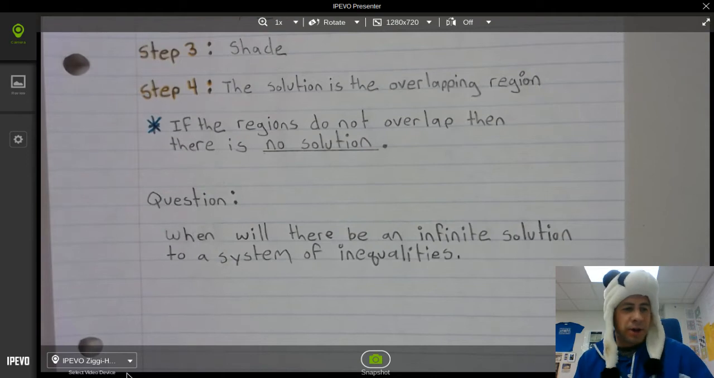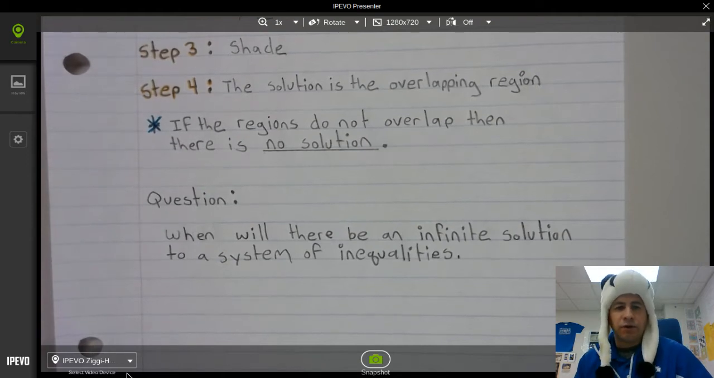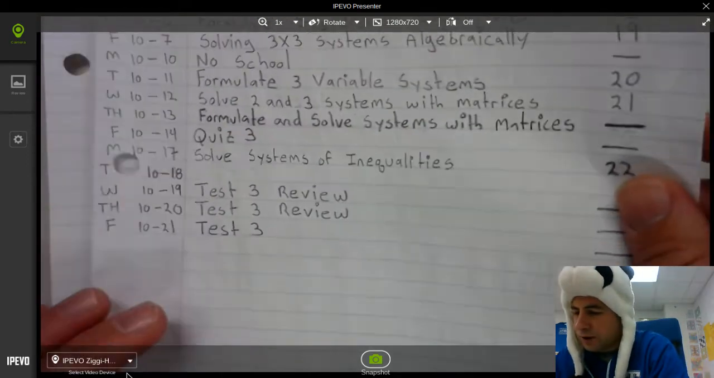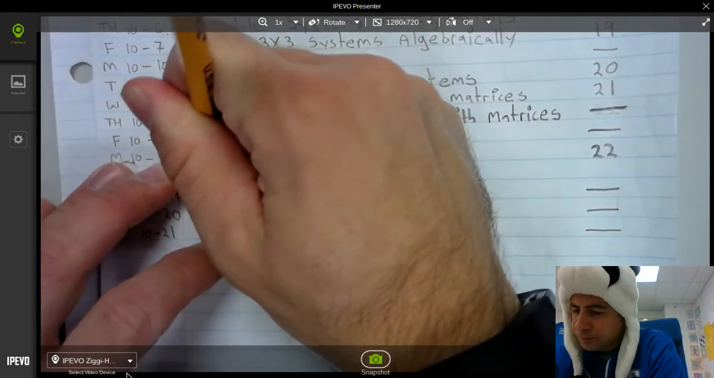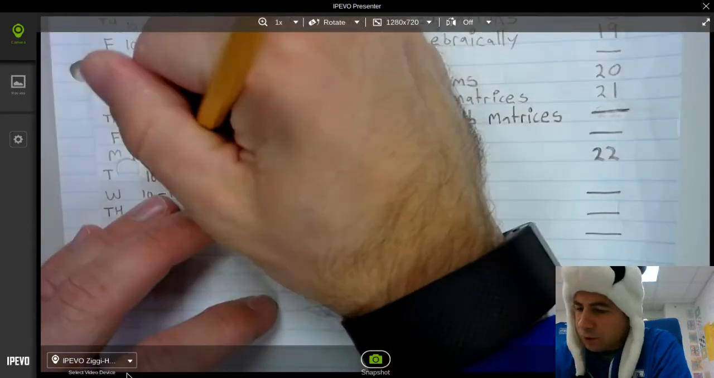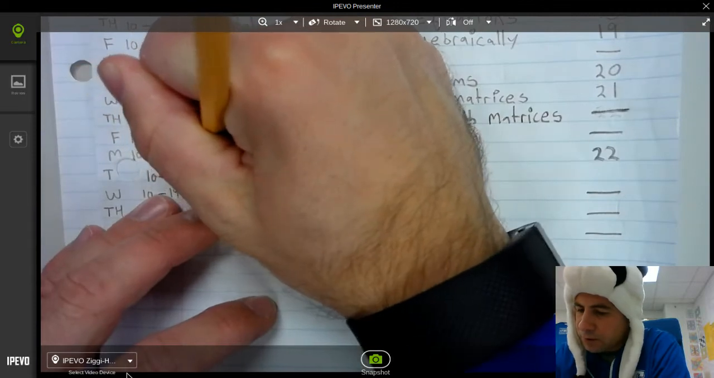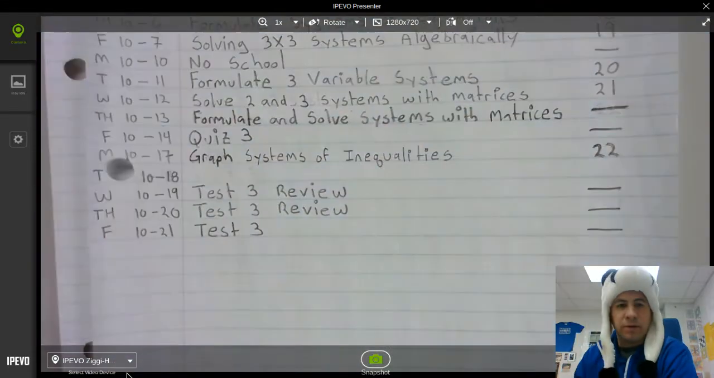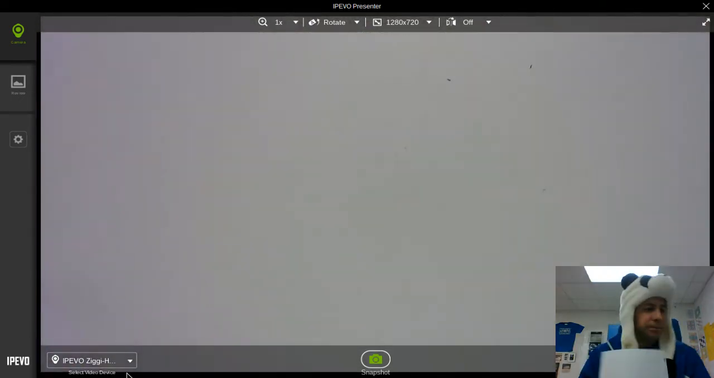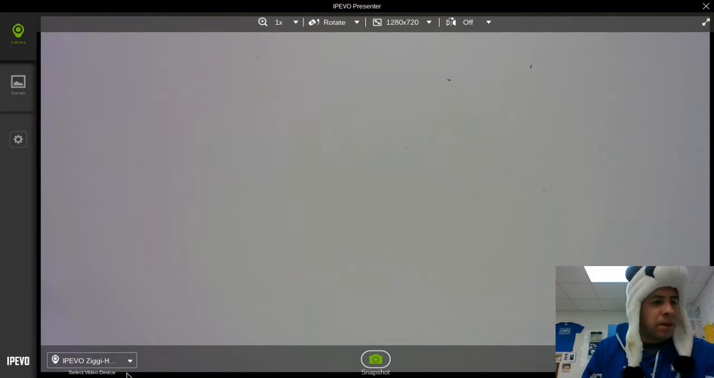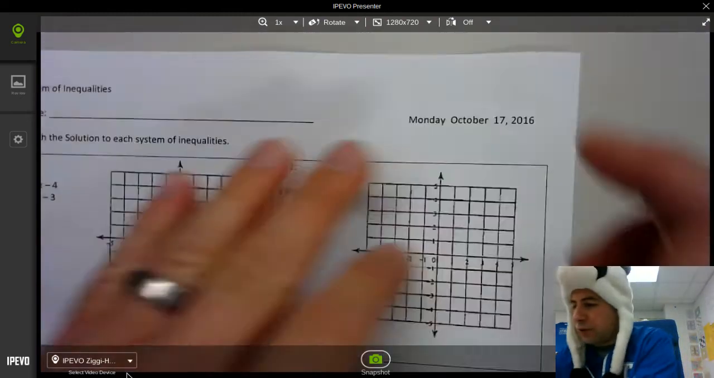All right, now that you have your notes, let's go back to the table of contents real quick, and let's change this to graph system of inequalities. Okay, graph. All right, so let's look at the examples. All right, remember this is on page 22.